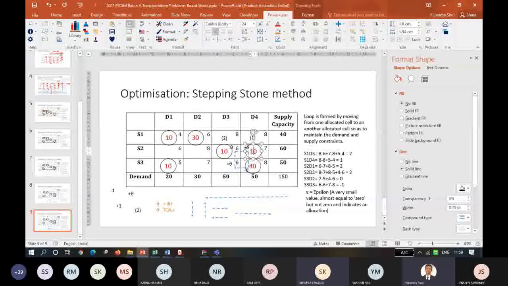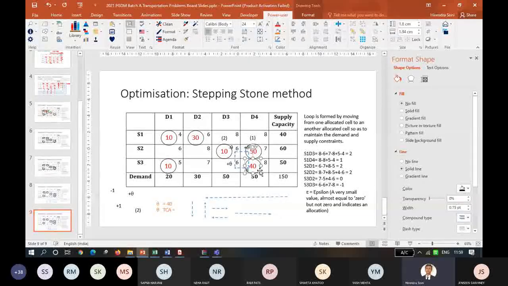Yes, sir. I will have to add here. So 10 becomes 50. Since I am subtracting it from here, so this becomes 0. Correct, na? And I will be adding here. So I will be getting 40 here. Perfect.